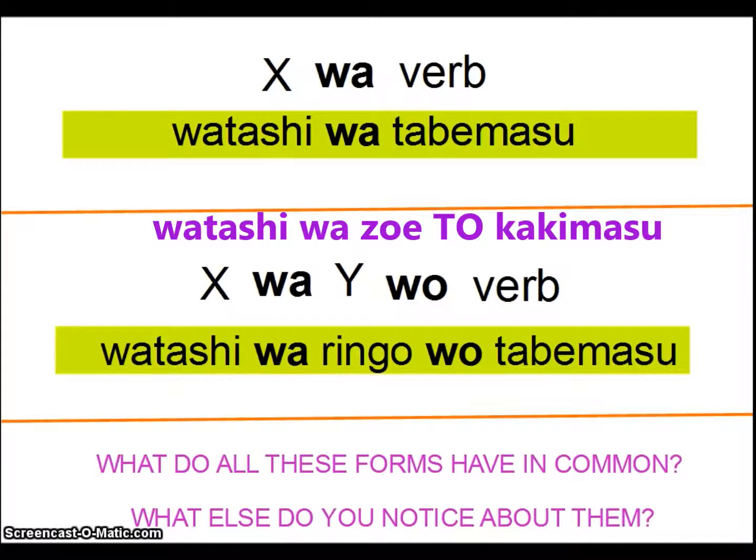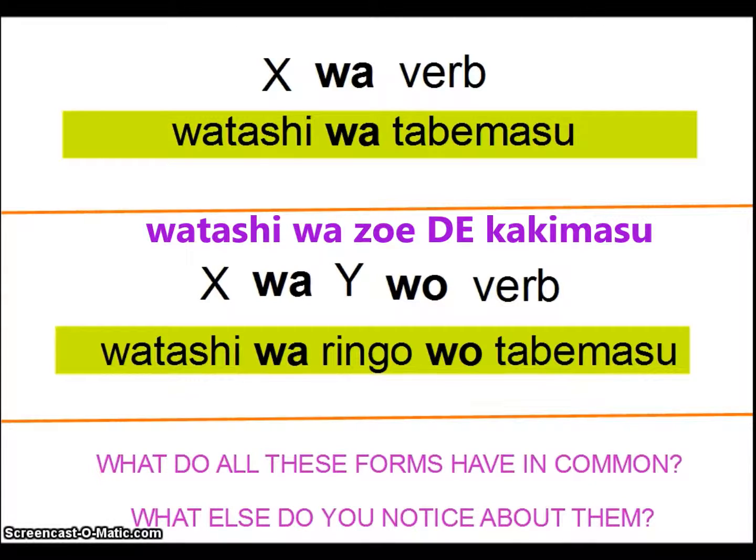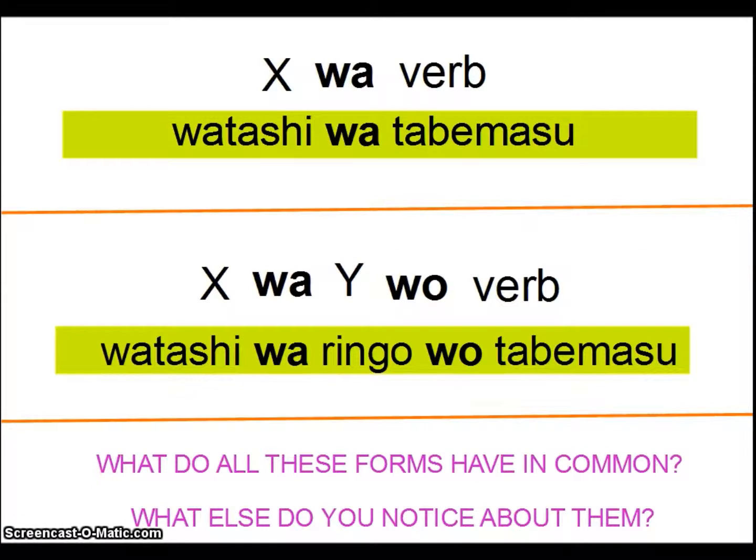If I say, watashi wa Zoe to kakimasu, now that means that Zoe and I are both writing. And if we said something like, watashi wa Zoe de kakimasu, that means that I picked up Zoe and I'm trying to use her as a pencil and I'm trying to write with her. So even though I just changed one single particle each time, it means something vastly different.